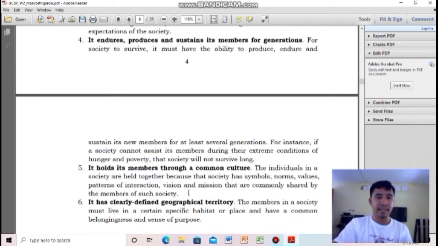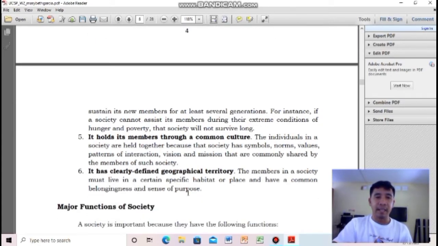Okay, number 6. It has clearly defined geographical territory. The members in a society must live in a certain specific habitat or place and have a common belongingness and sense of purpose.